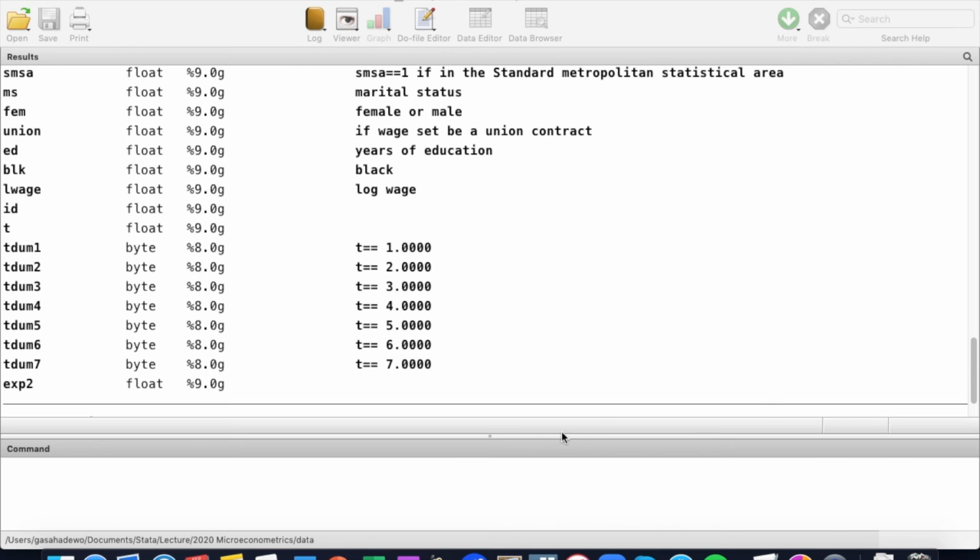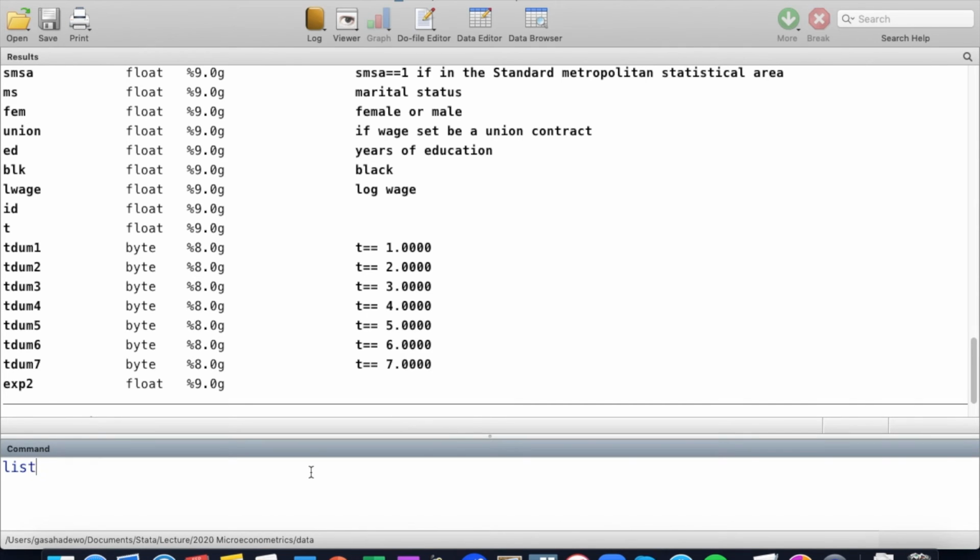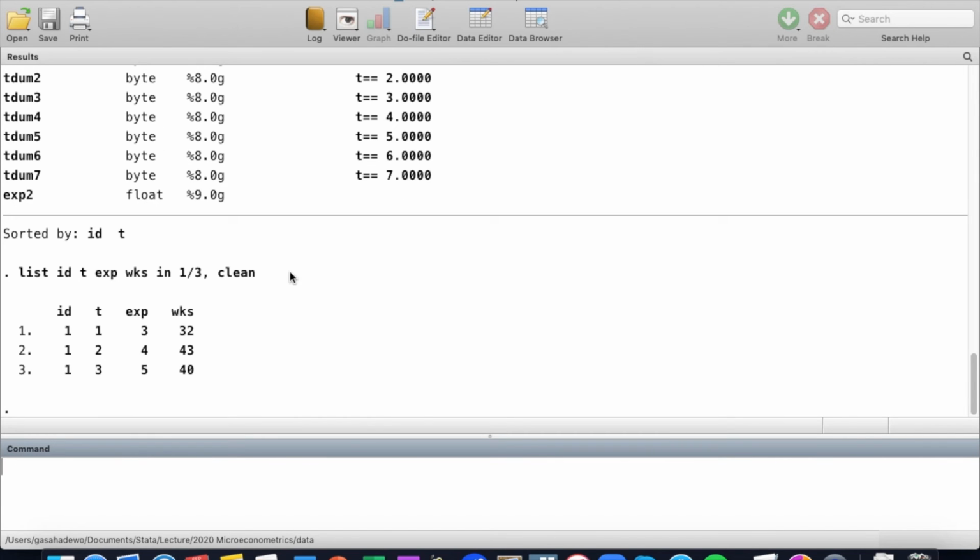Okay, so we can view the organization of the data set. For example, we can list ID and then the time variable, years of working experience, and then weeks work, and so on. So I'm just going to look at observation 1 until 3. Okay, so this is basically the structure of the observation. For individual with ID 1, this is the observation in year 1, year 2, and then year 3.